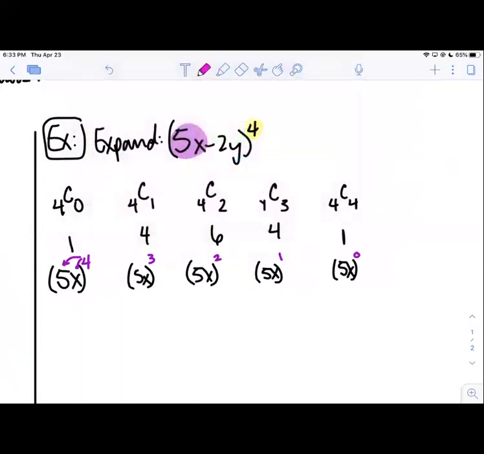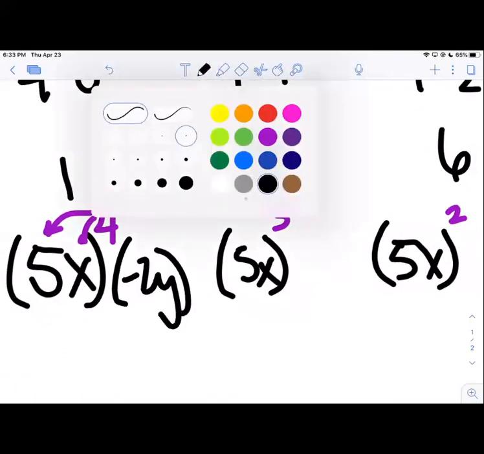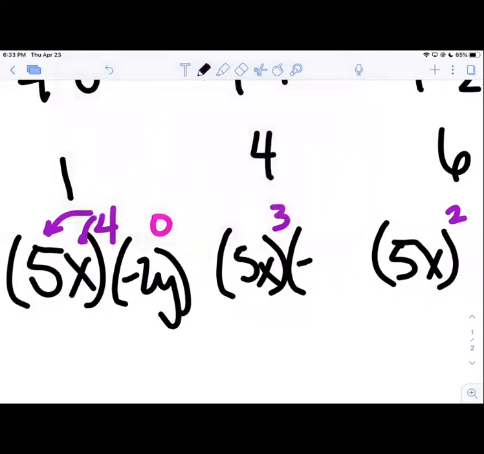Okay, now we're going to do the second one. Sorry, I'm trying to color coordinate here for us. Now we're going in ascending order. I'm going up as I go across the page. I'm going to keep that negative with it. I'm going to incorporate not just the 2y, but the negative 2y with everything so I don't lose him later on. So I'm going to have negative 2y to the what power to begin with? Yep, the 0.